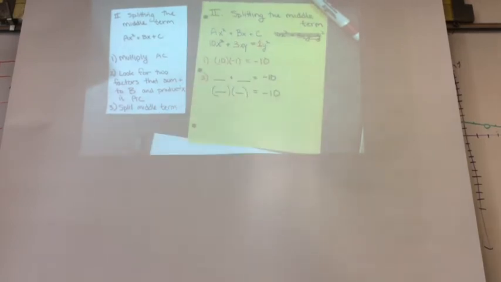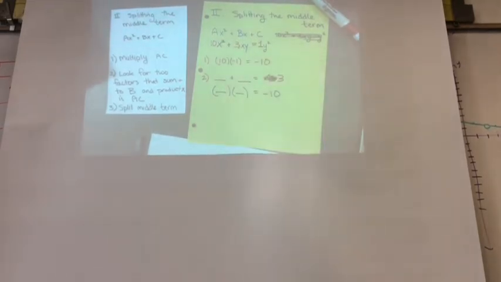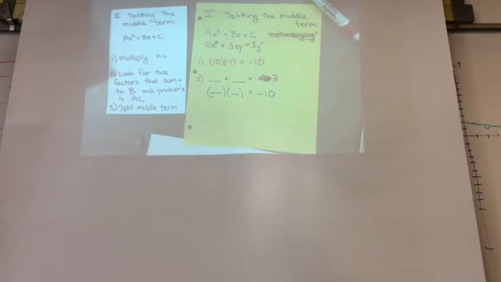For this one, so let's see. Oh, I'm sorry, not negative 10. The middle term, b, needs to add to 3. I'm sorry about that. Fix that in your notes. Okay, so looking at this now.